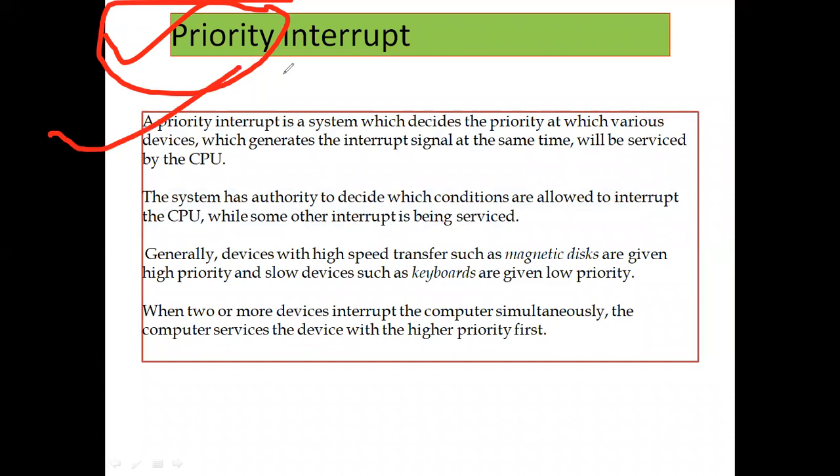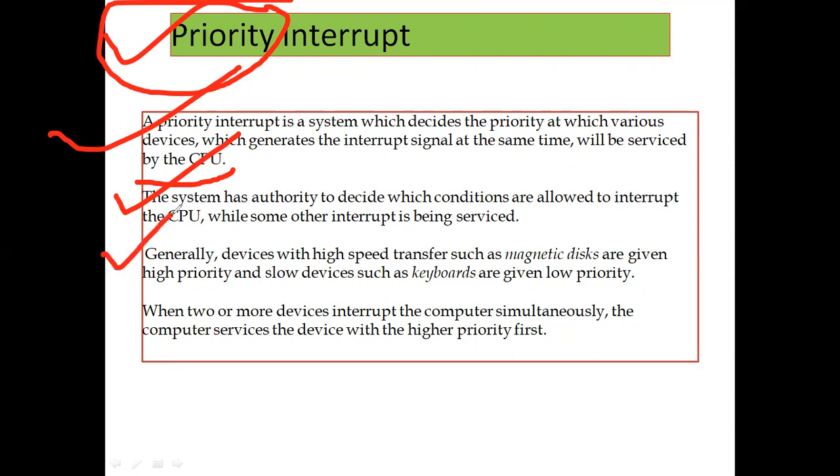A priority interrupt is a system which decides the priority at which various devices, which generate the interrupt signal at the same time, will be serviced by the CPU. There are many interrupts available at the same time, so which one will the CPU service first? The system has authority to decide which conditions are allowed to interrupt the CPU while some other interrupt is being serviced. So the system has the right to decide about this.